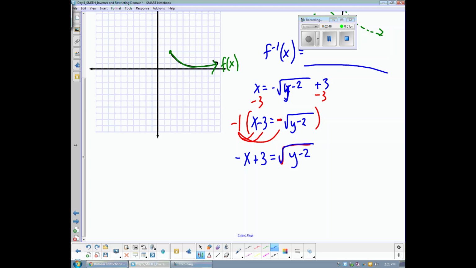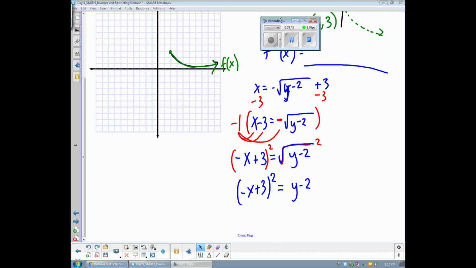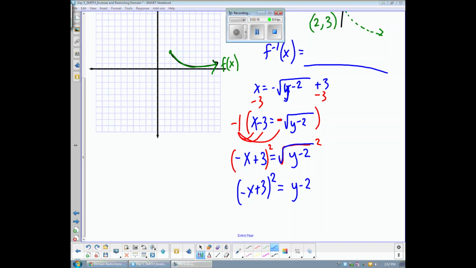y minus 2. Now I am able to square both sides. To get rid of the square root, I need to square both sides. Notice how I squared the quantity negative x plus 3 squared. I have to square everything on the left side of the equal sign. I have to square that binomial, and that will be equal to y minus 2. Our final step here will be to add the 2. So our final inverse is going to be a quadratic. It's negative x plus 3 squared plus 2 is our inverse function.